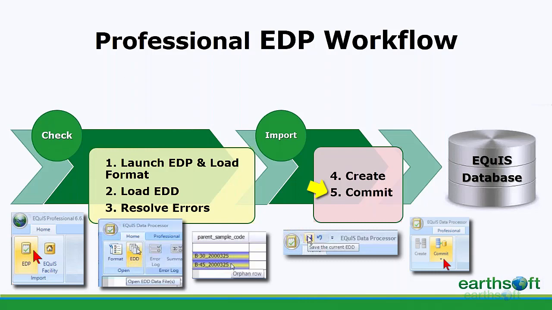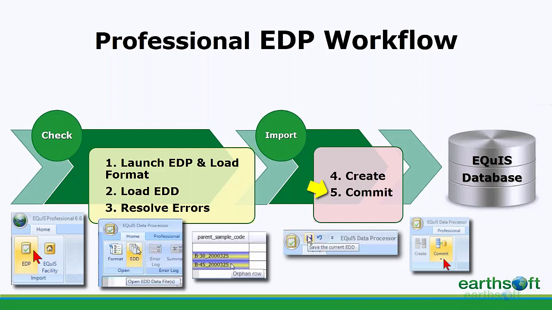Another example would be if you receive a qualified or a flagged EDD from a third-party validator, you may want to use one of professional EDP's different commit types, such as insert and merge, or insert and update, or update only. So you're really only updating the flags in your database or the qualifiers based on the findings of your third-party validator. So professional EDP really gives you flexibility with how you want to insert or integrate your new data into the database.